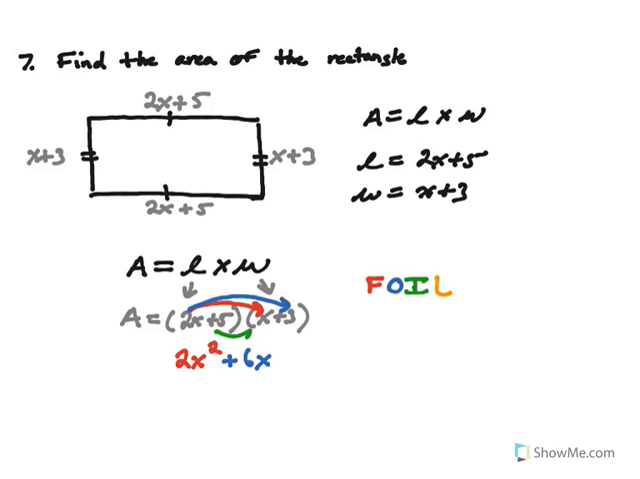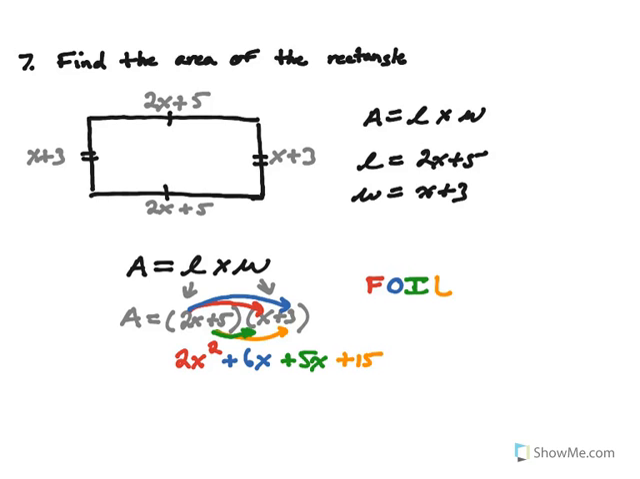The next thing, we want to do the inside. 5 times x is just 5x. And then the last is 5 times 3, which in fact will give you 15. Okay? Just make sure that's okay.